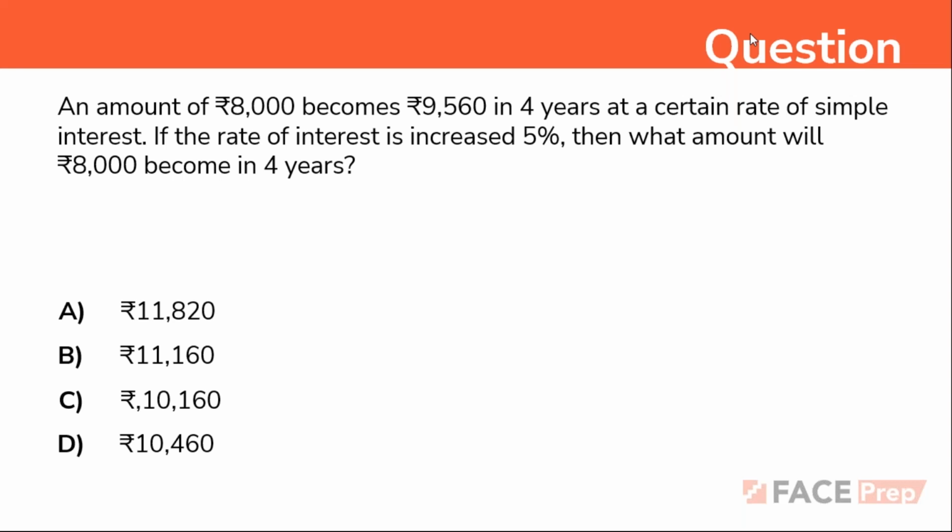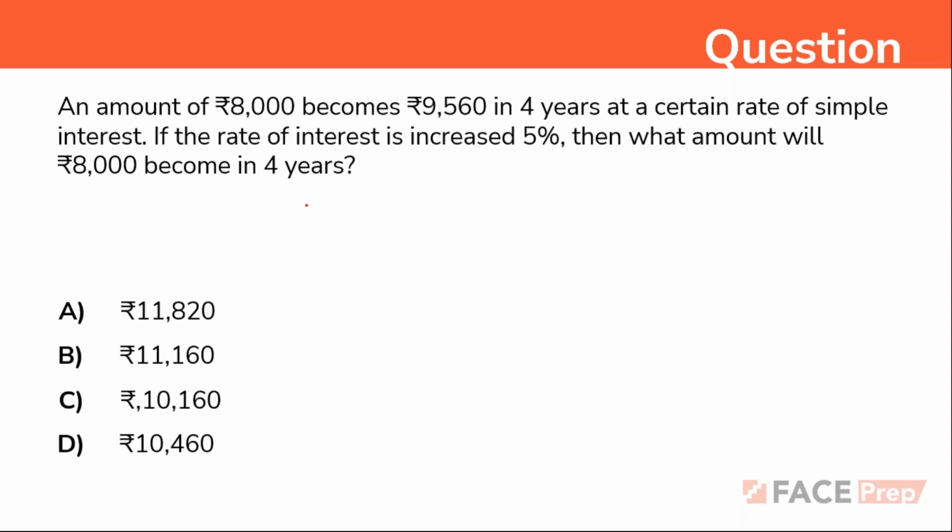Initially we have two conditions here. One is we have the principal amount 8,000 rupees. It becomes 9,560 in 4 years. We don't know the rate of interest in that scenario, right? Whereas in the second part, if the rate of interest is increased by 5%, they are asking us the amount we get after 4 years. So obviously, first I need to find the rate of interest. Only if I know the rate of interest, I can change it by adding 5%, then I'll calculate in order to get the amount, right?